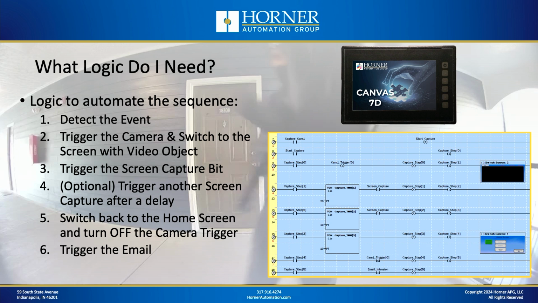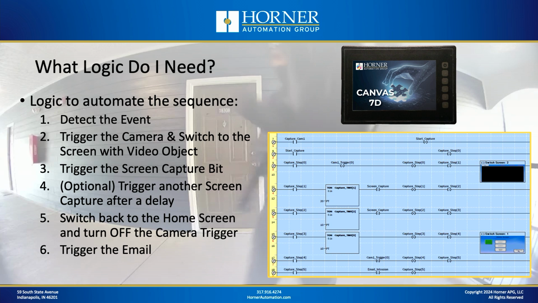If I have multiple images I want to capture, maybe through some sort of delay, I would then delay and trigger another screen capture. Then I would switch back to my home screen and turn off the camera trigger. When that's complete, I would go ahead and trigger the email. Now, one thing I want to let you know about these trigger bits. Let's first talk about the trigger bit for triggering the screen capture. When you trigger a screen capture, you turn that screen capture trigger on in your program, and then the OCS firmware will turn it off for you.